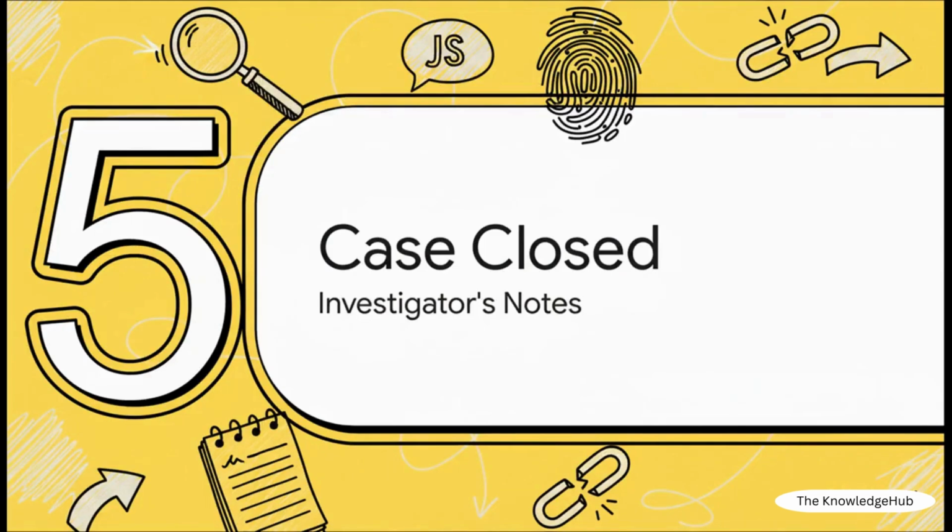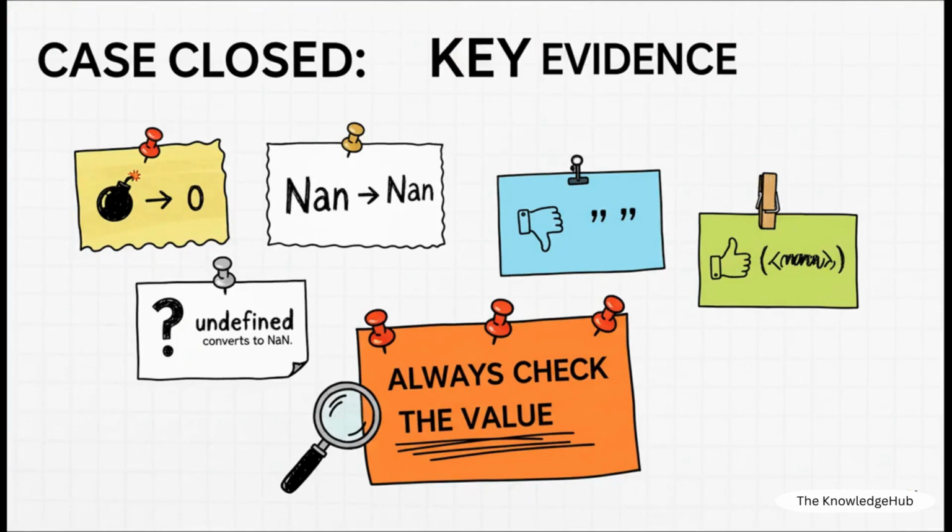And just like that, we've gathered all the evidence, we've followed every lead. It's time to officially close this case and go over our final notes, boiling everything down to the most important things you need to remember. So here it is, the final report. A mixed string like 33ABC becomes NaN. But remember, its type is still number.